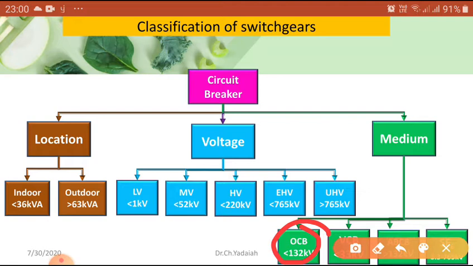What is an OCB, oil circuit breaker? An oil circuit breaker is a type of circuit breaker which uses oil, just like transformer oil, as a dielectric or insulating media for arc extinction. Whenever the separation takes place between the two electrodes, the media used here is oil. This oil has good insulating property as well as cooling property. So this can be studied in this class. Now, you can see here.